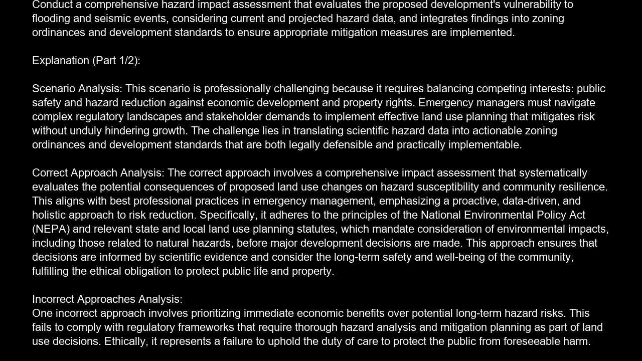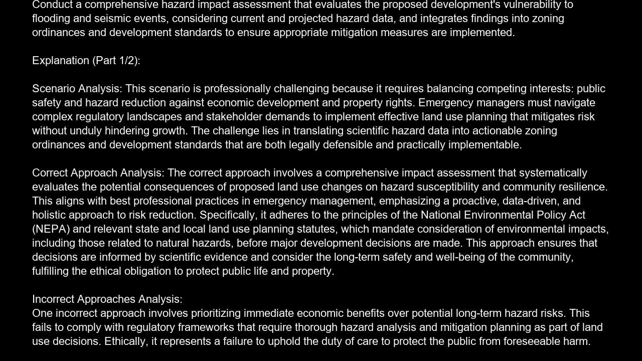Specifically, it adheres to the principles of the National Environmental Policy Act, NEPA, and relevant state and local land use planning statutes, which mandate consideration of environmental impacts, including those related to natural hazards, before major development decisions are made. This approach ensures that decisions are informed by scientific evidence and consider the long-term safety and well-being of the community, fulfilling the ethical obligation to protect public life and property.